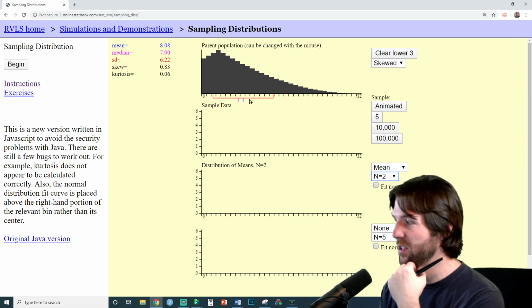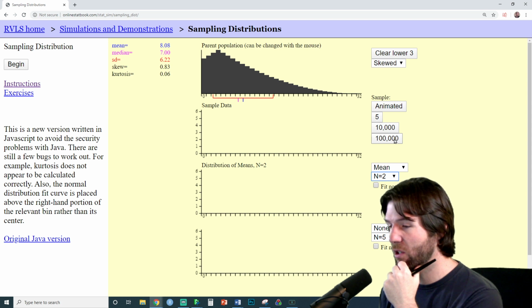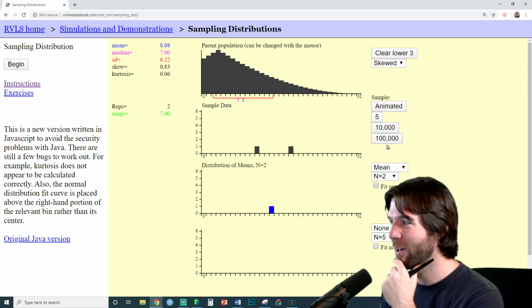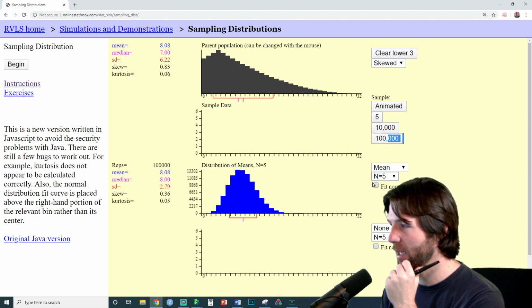Because we're going to say skewed. I know it looks heavily skewed, but we'll just call it skewed. Since it's skewed, we need a sample size of at least 25. So if I do the distribution of the mean of 2 observations, this is still skewed. You see how this does not look nearly normal? But as we increase n, what do we get?